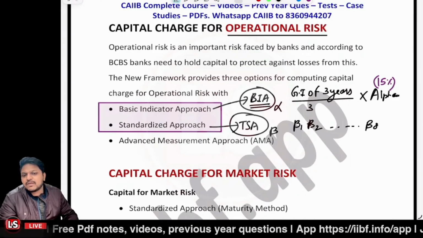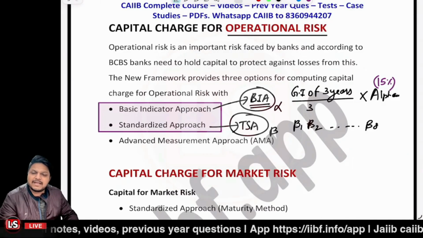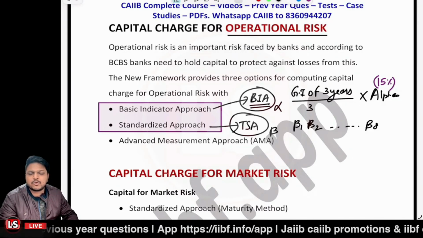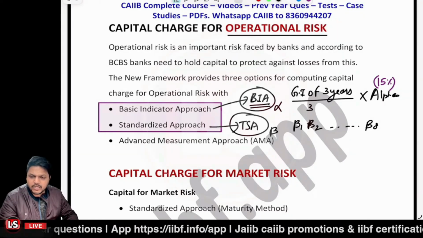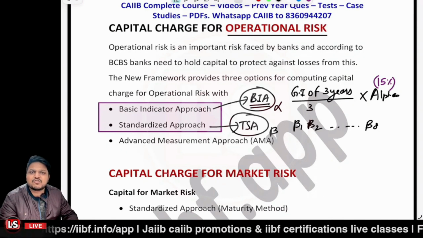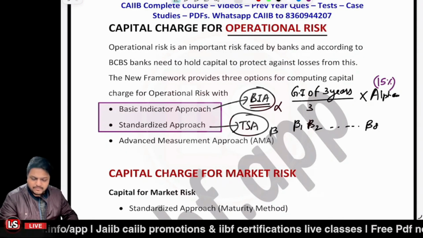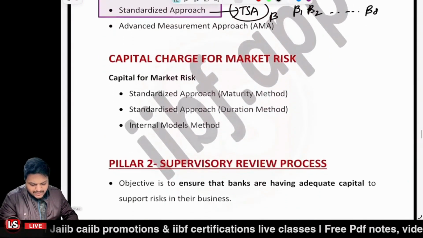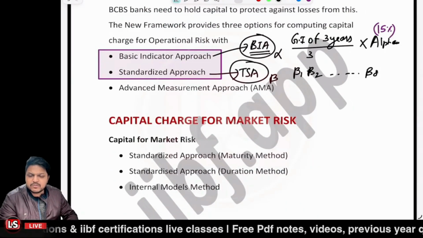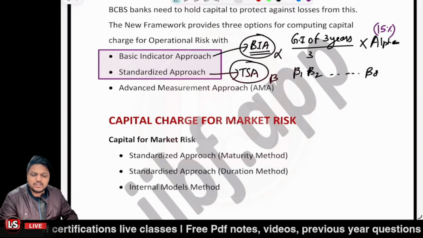The calculation of the AMA is not covered in the syllabus as per the IIBF. Questions won't be asked related to it. You just need to know that the AMA, the advanced measurement approach, is there, that is it. But we'll be solving the question and case study based upon it, so do not worry, we'll solve the case study very shortly.